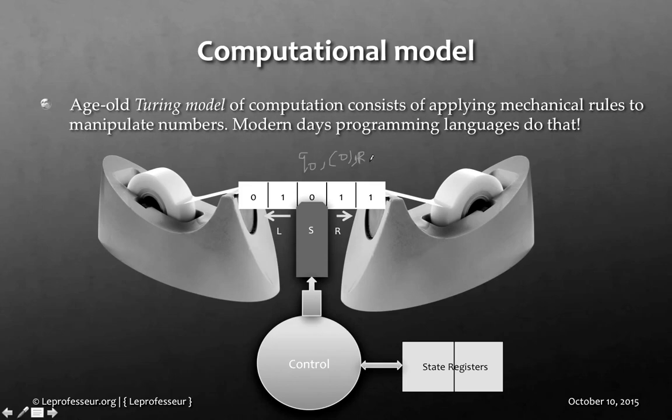And what should I output? Should I output 0, should I output 1, or should I output null? Let's say I output 0 because I read 0, for example. Okay, and then I move to the next state, Q1. So this whole information of the state Q1 is stored in a state register. A simple computational model.